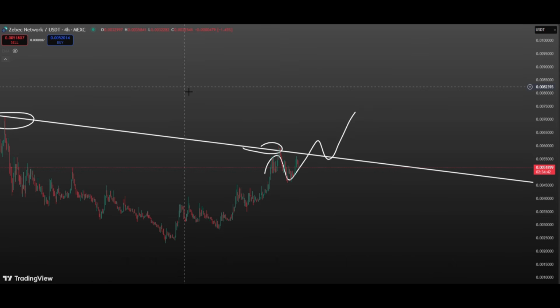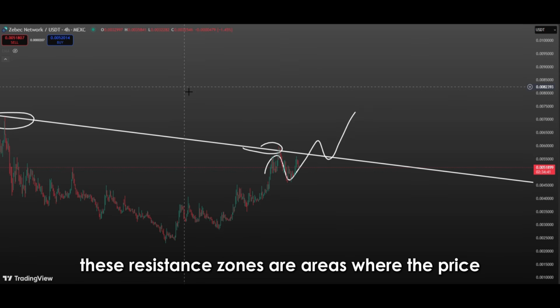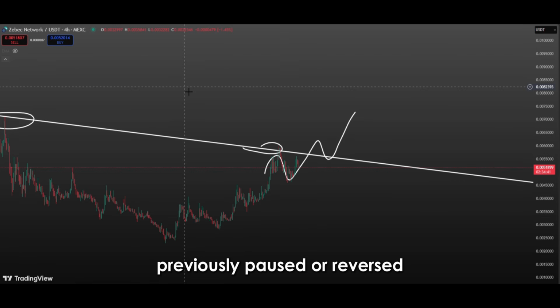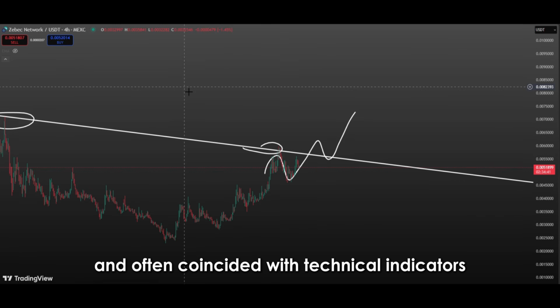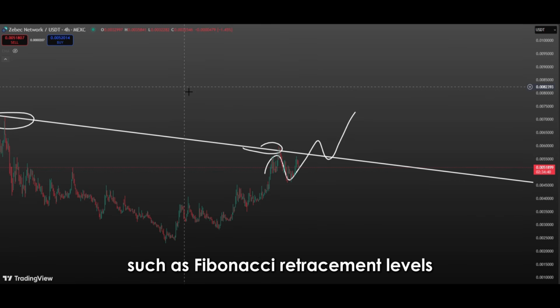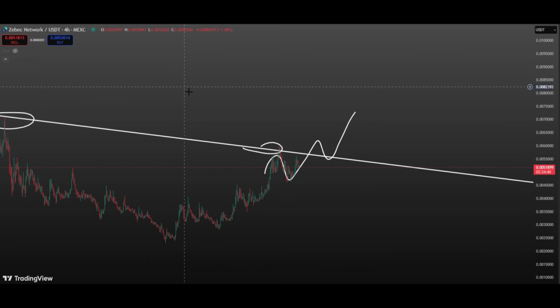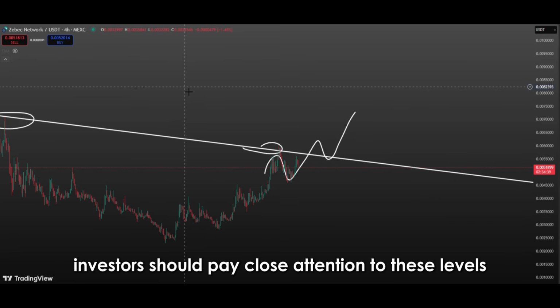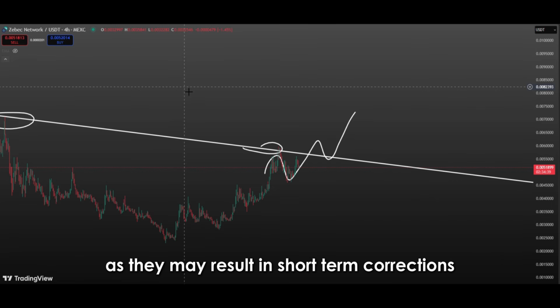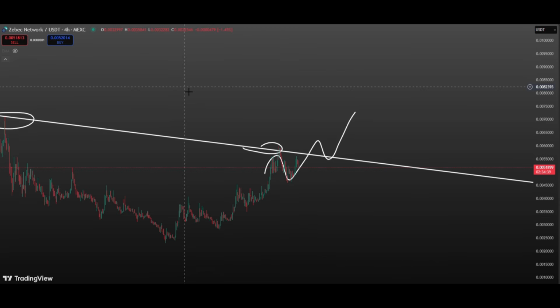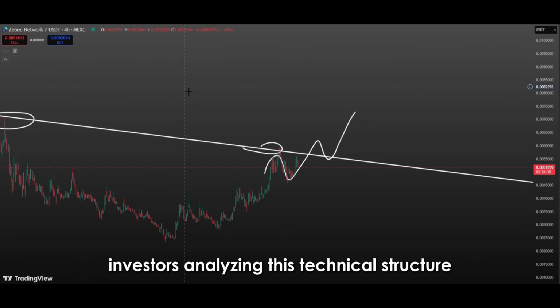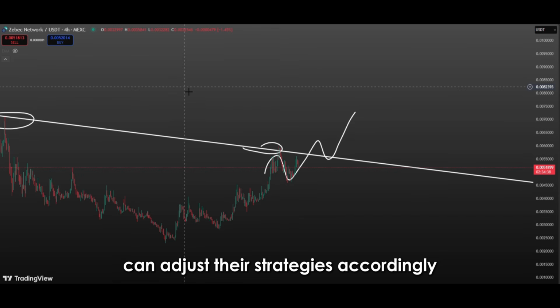resistance levels. These resistance zones are areas where the price previously paused or reversed, and often coincide with technical indicators such as Fibonacci retracement levels, horizontal resistance zones, or moving averages. Therefore, after a breakout, investors should pay close attention to these levels as they may result in short-term corrections. Investors analyzing this technical structure can adjust their strategies accordingly.